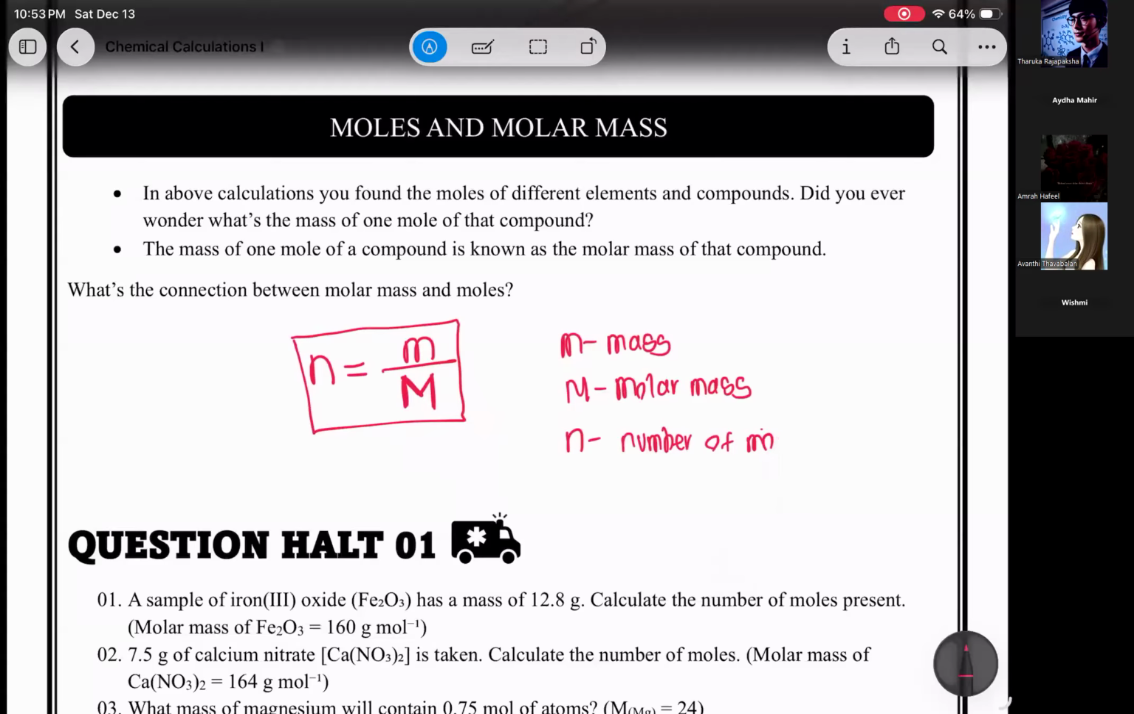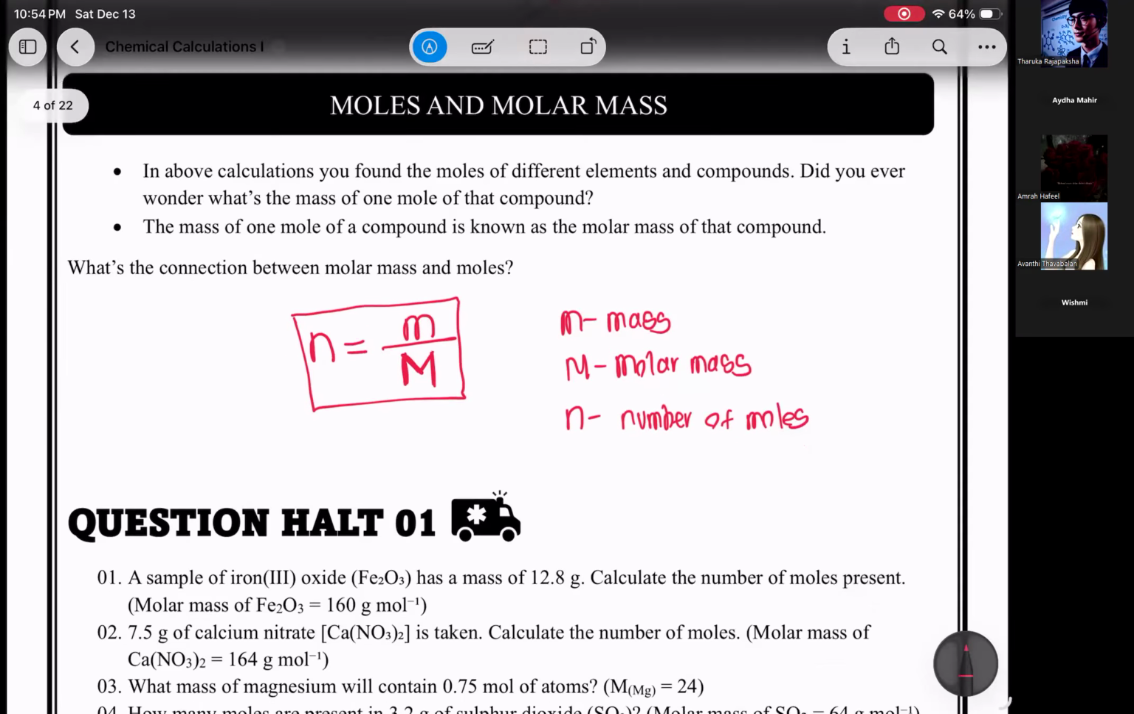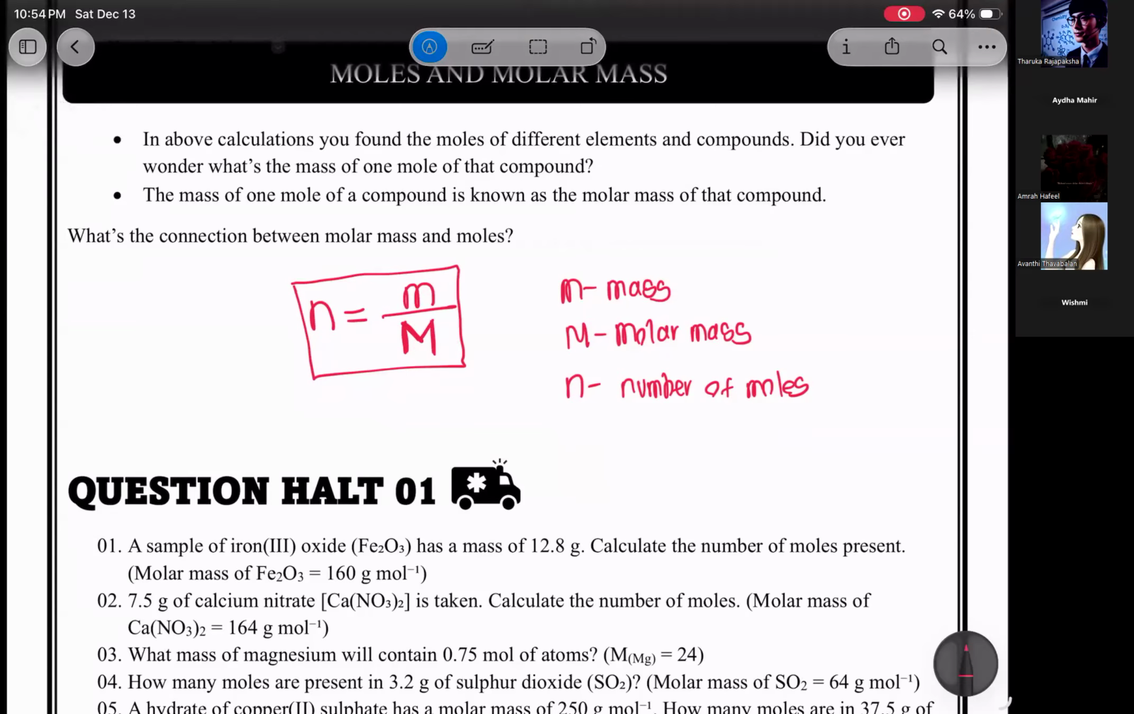And N is the number of moles. Molar mass, what is molar mass? The mass of 1 mole of something, you call that the molar mass. Molar mass of chocolate, what is that? Mass of 6.02 times 10 to the 23 chocolates. Molar mass of oxygen, that is the mass of 6.02 times 10 to the 23 oxygen. That's it. Number of moles is N. So this is the connection between mass, molar mass, and number of moles.